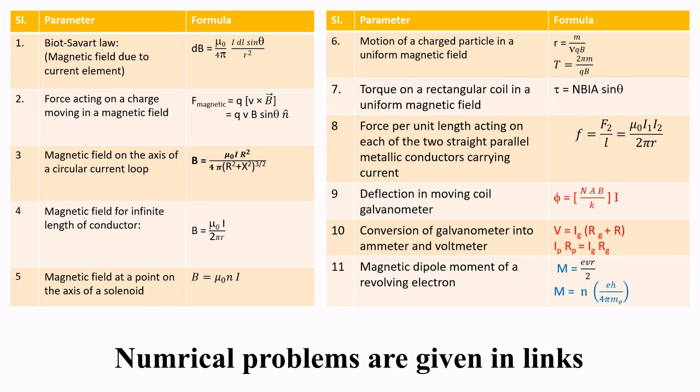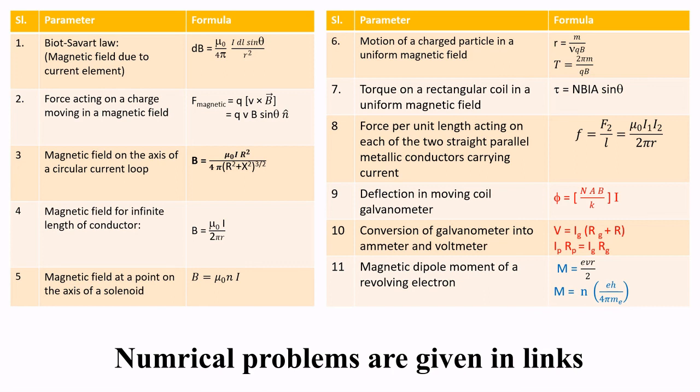Formula number 8. Force per unit length acting on each of the two straight parallel metallic conductors carrying a current I. Force per unit length is represented by small f, that is capital F divided by L, where L is the length of the conductor, equals mu naught into I1 I2 divided by 2 pi r, where I1 is the current through conductor A and I2 is the current in conductor B.